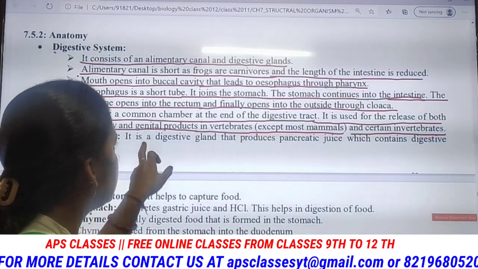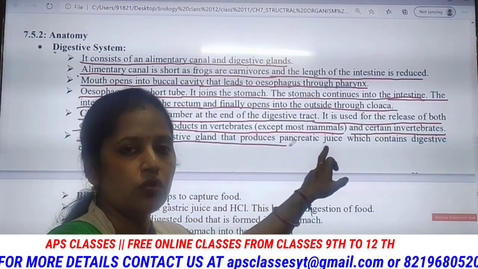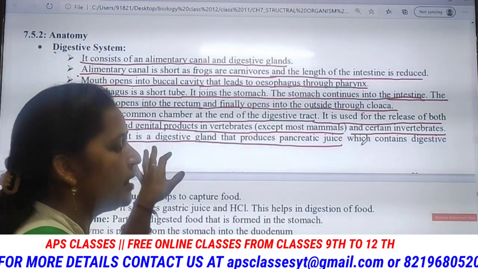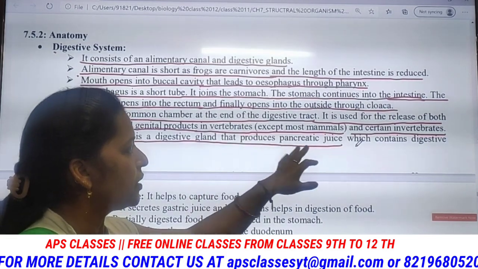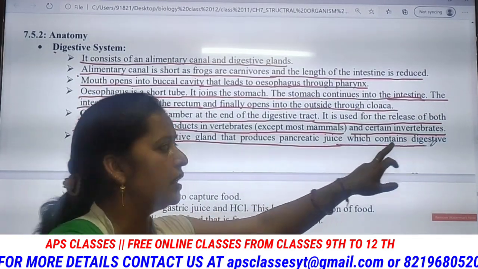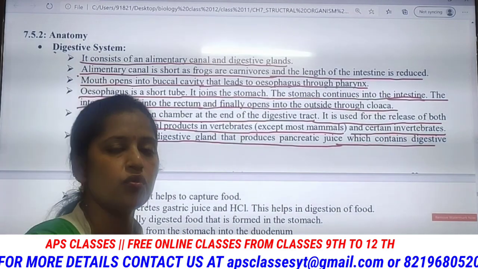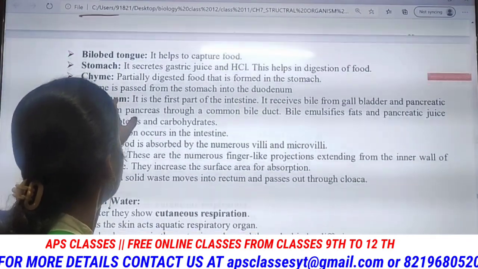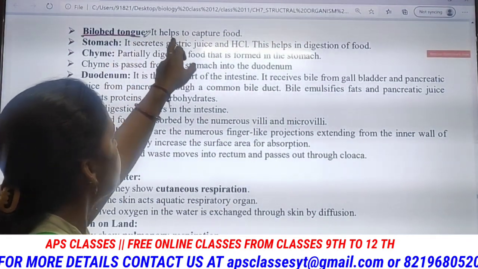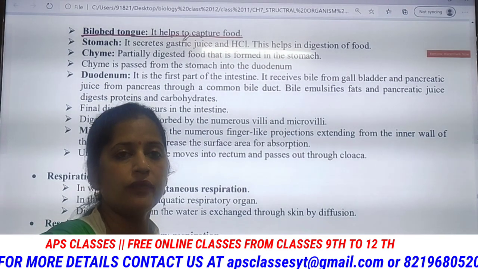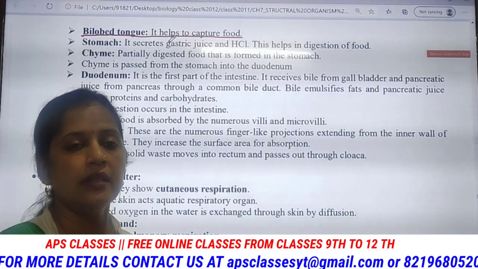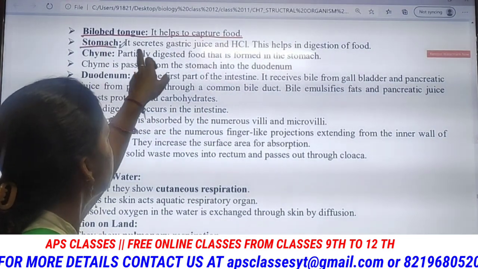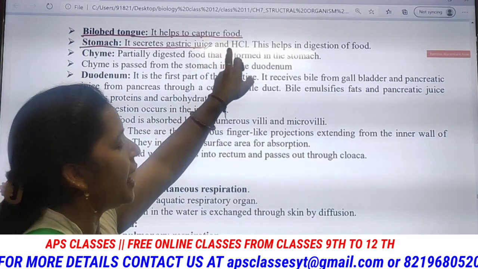Next is the pancreas. It is a digestive gland that produces pancreatic juice. And the main important function of the pancreas is that it is a digestive gland that produces the pancreatic juices, which contain the digestive enzymes. Next is the bilobed tongue. It helps to capture the food. Especially in case of the frogs, they have the bilobed tongue and this bilobed tongue helps in capturing the food particles. Stomach: it secretes gastric juice and hydrochloric acid.